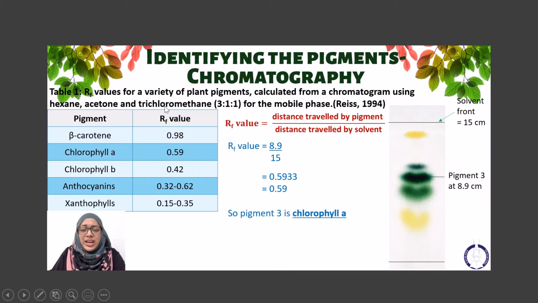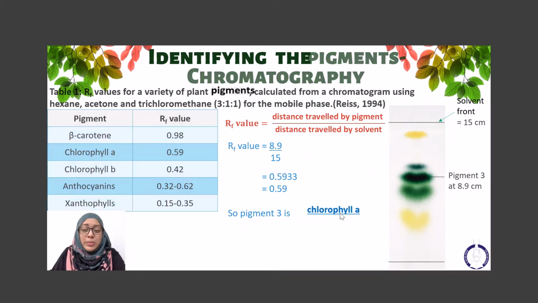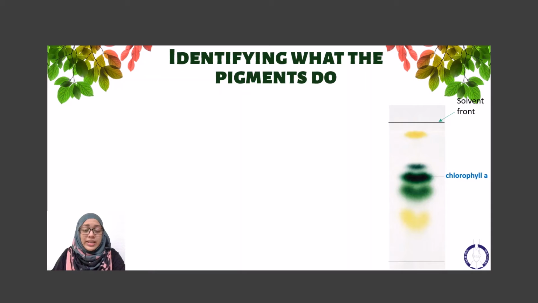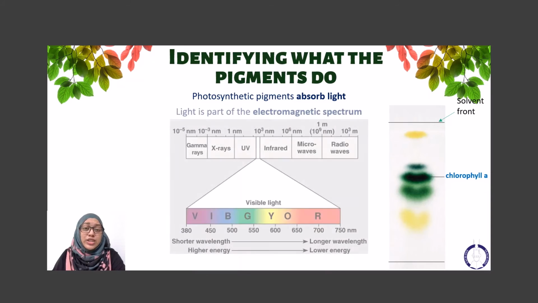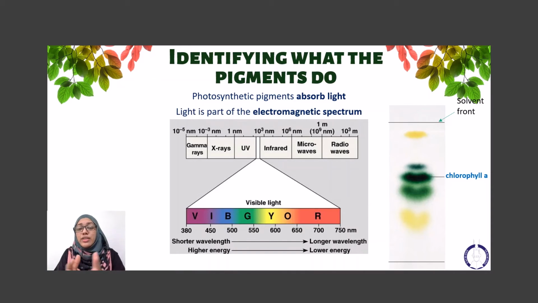Now, I still also want to know what this pigment does though. So I know that pigments like chlorophyll A would be ones that are going to absorb light, and I know that light is part of the electromagnetic spectrum, which is this entire frequency of different waves that carry energy within them. And of this electromagnetic spectrum, light is just a small portion, the wavelengths of around 380 to about 750 nanometers. So that's the visible light.